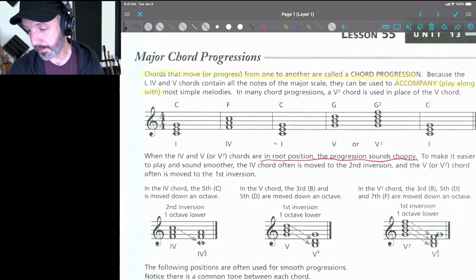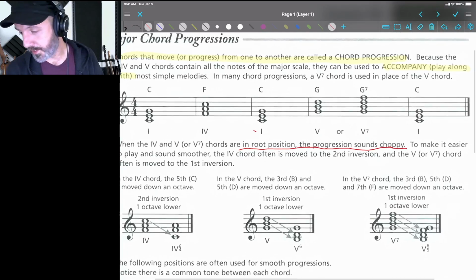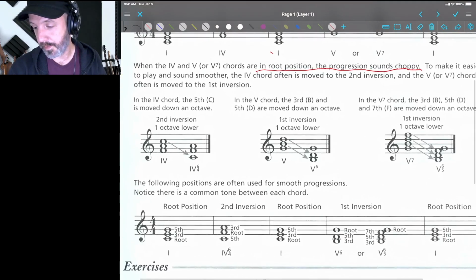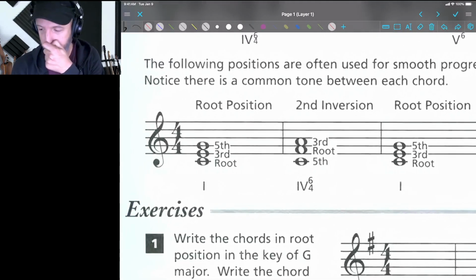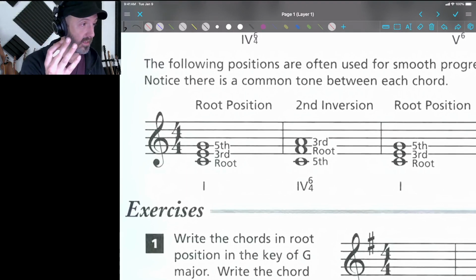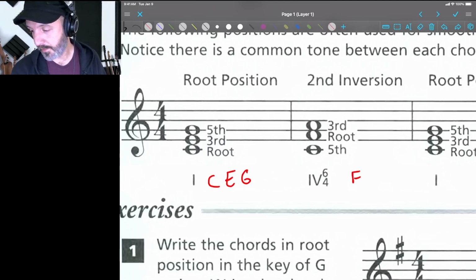To make it easier to play and sound smoother, we are using inversions to cut down on how much movement. So yeah, they're talking about these inversions. They kind of did the work for you. Maybe it's easier, and they can walk you through why they did that. But really the idea is a C chord is going to have C, E, G. A 4 chord is going to have F, A, C.